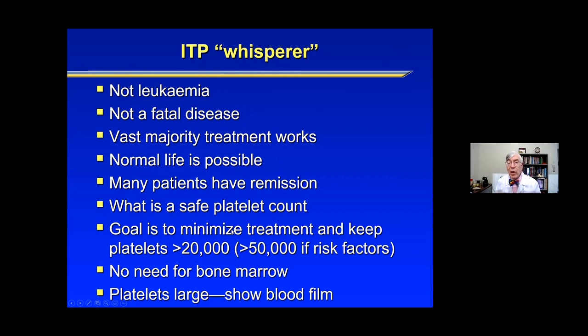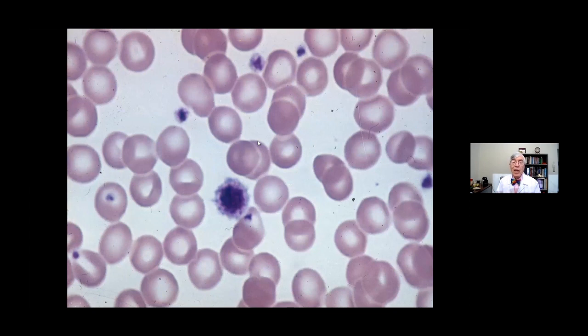Our goal is to minimize therapy and keep the platelet count over 20,000, over 50,000 if there are other bleeding risk factors. I tell them there's no need for a bone marrow biopsy, and I'll say, let's go to the microscope. So I take my patients to the microscope and say, hey, your platelet count's low, here's a platelet, but they're large. I don't know if any of you have seen your own blood in the microscope, but this is a blood smear. This up here is a normal size platelet.